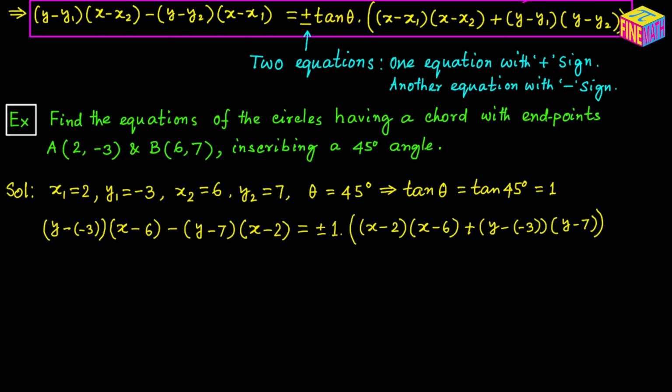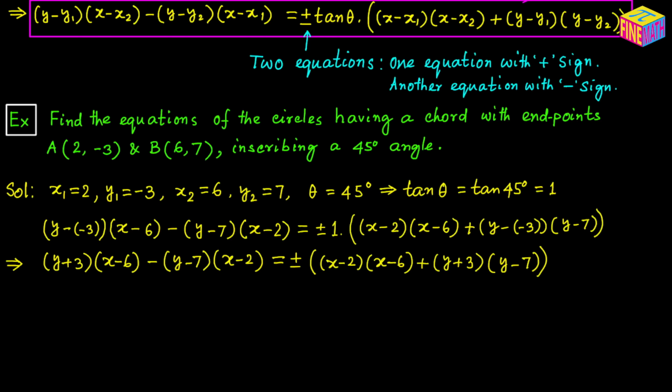Now let's plug in the values of x₁, x₂, y₁, y₂ and tangent of theta in the equation that we just derived up above. So here I have simply substituted the values of x₁, y₁, x₂, y₂ and tangent of theta. So our equation is going to look like this, and I'm still carrying the plus and minus sign there because this equation actually represents two equations.